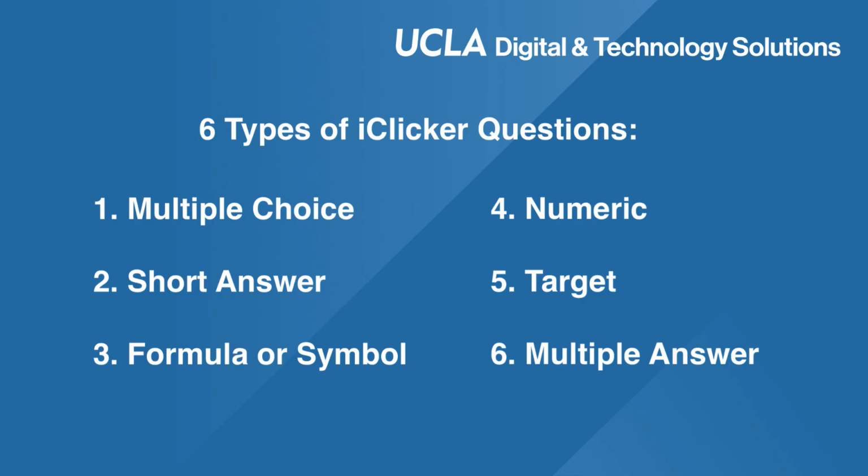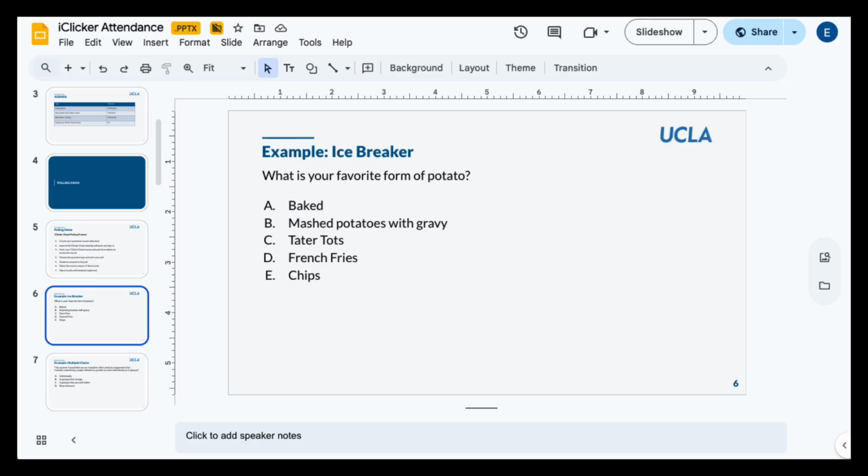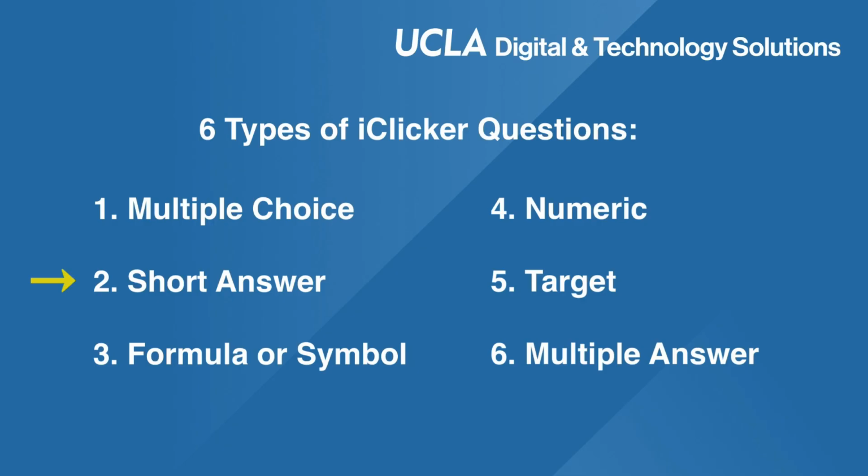When thinking about what types of questions to ask your students, keep in mind there are 6 question types in iClicker, including multiple choice, short answer, formula or symbol, numeric, target, and multiple answer. It's important to note that multiple choice and multiple answer questions in iClicker will always have 5 possible answers. You can choose to provide the standard A through D, but an E option will always be available to your students. Students can respond to short answer questions with up to 140 characters.